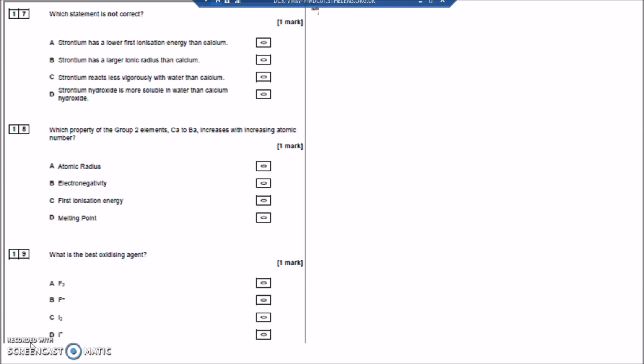So C is incorrect. D. Strontium hydroxide is more soluble in water than calcium hydroxide. No, that is correct. As you go down the group, the hydroxides become more soluble. So strontium hydroxide is more soluble as you go down the group. So your answer is C is not correct.